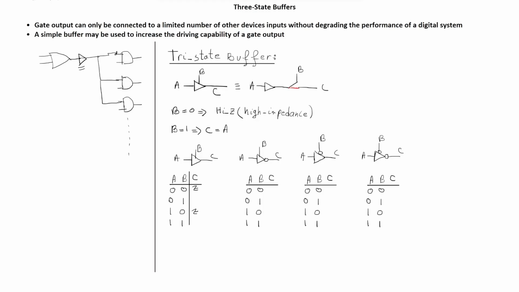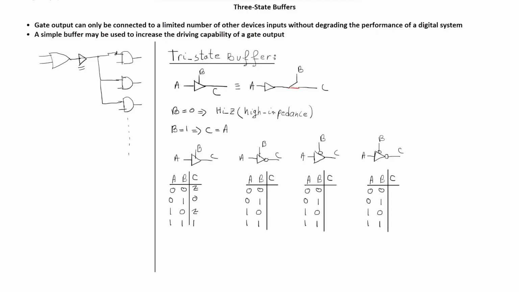So next, let's see for 0 1. Now B is 1, so the switch is closed, and A is 0, so the output will be 0. And then at this last row, A is 1, so this will be transferred to the output, 1. So next, let's see this kind of tri-state buffer.